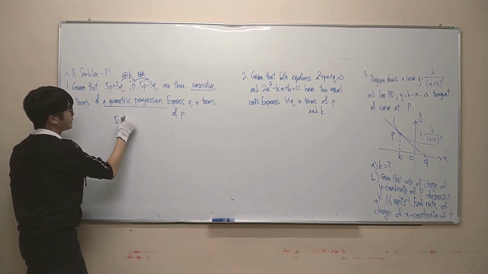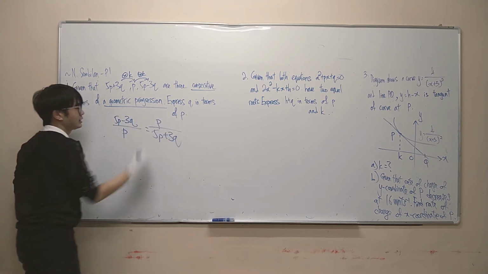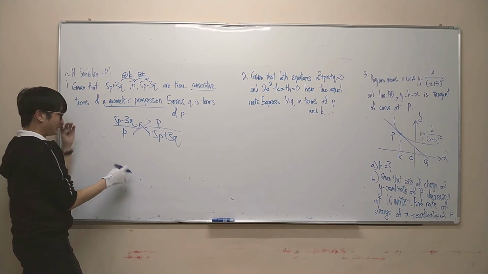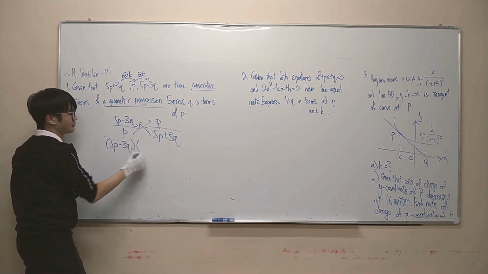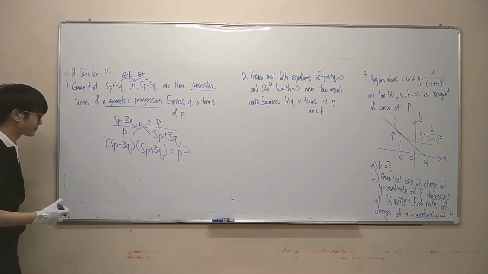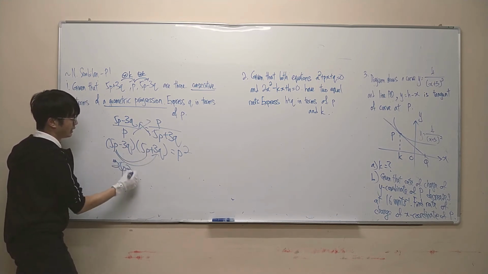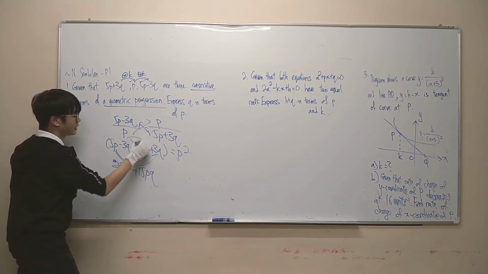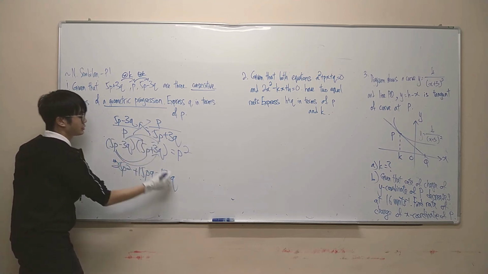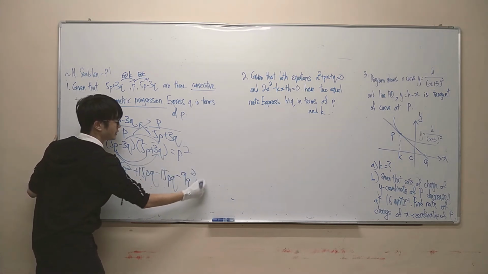Maksudnya 5p minus 3q divide p is equal to p divided by 5p plus 3q. Alright? But they want to express q in terms of p, so I should darab silang. So they're going to be 5p minus 3q bracket 5p plus 3q bracket equals to p times p, is p squared. Right? Now we expand. 5p times 5p, 25p squared. 5p times 3q, 15p cubed. And negative 3 times 5 is negative 15p cubed. And then the last one will be negative 3 times 3q is negative 9. Q times q is q squared, equals to p squared.